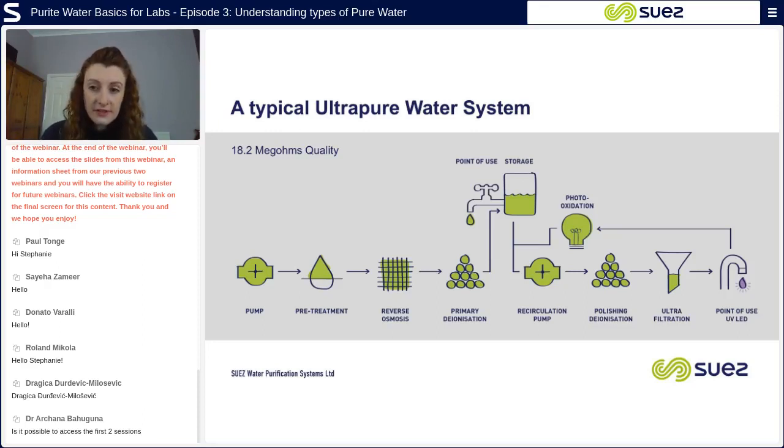There's an ultrafilter, which is 0.2 microns to remove bacteria and particulates. The UV bulb, which is to reduce TOC, which is total organic carbon. And then there is a point of use UV LED, which is bactericidal. And water is dispensed at 18.2 megohms, which is ultra pure water at type 1.